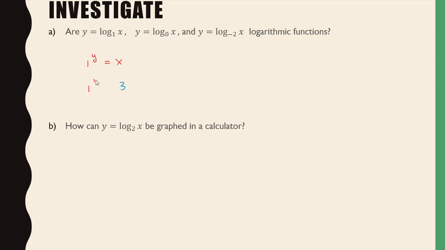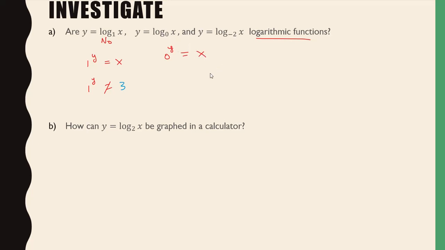Like 1 to the power of 10, well, that's still 1. 1 to the power of a million is still 1. So this will never be true. So therefore the answer is no, that's not. Let's look at a couple more. So y equals log base 0 of x. So same thing, let's put this in exponential form. So we have a base 0 and an exponent y, and it's equal to x.